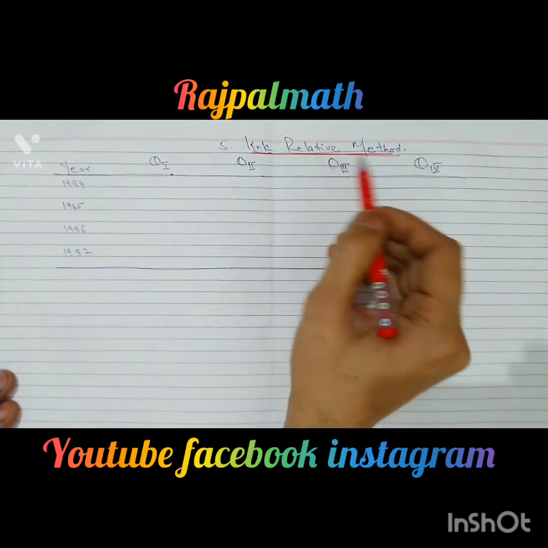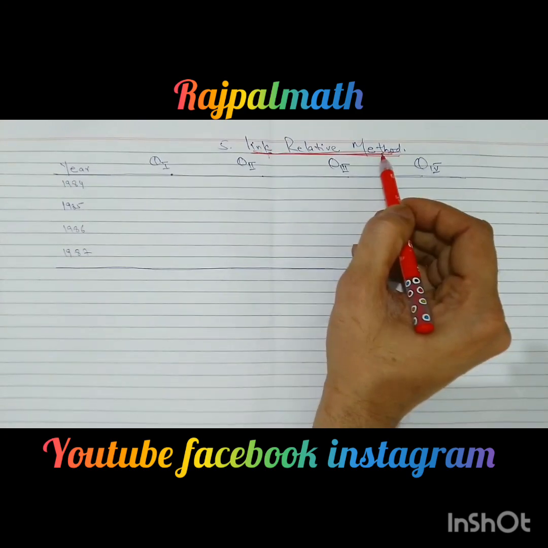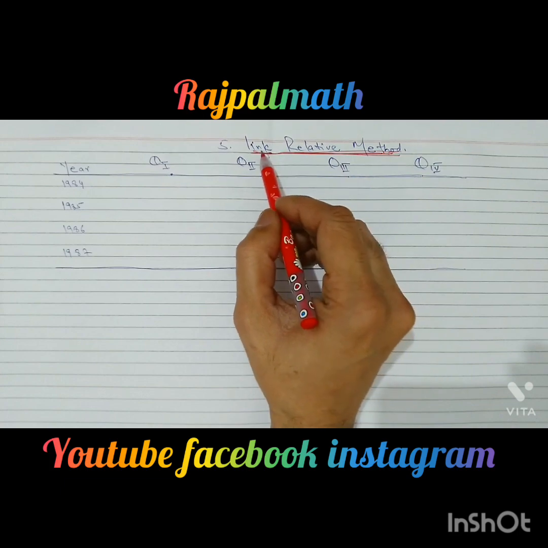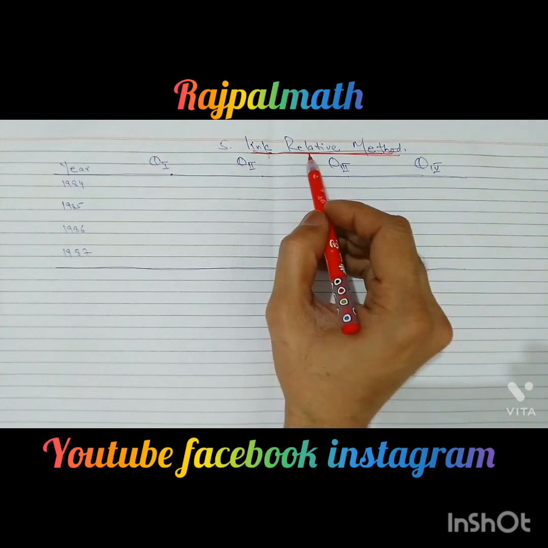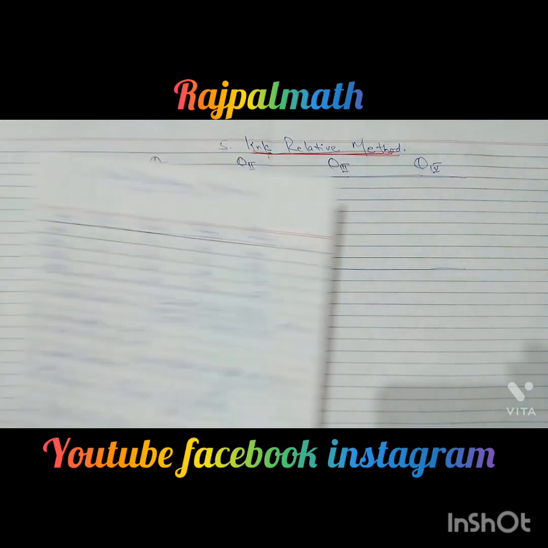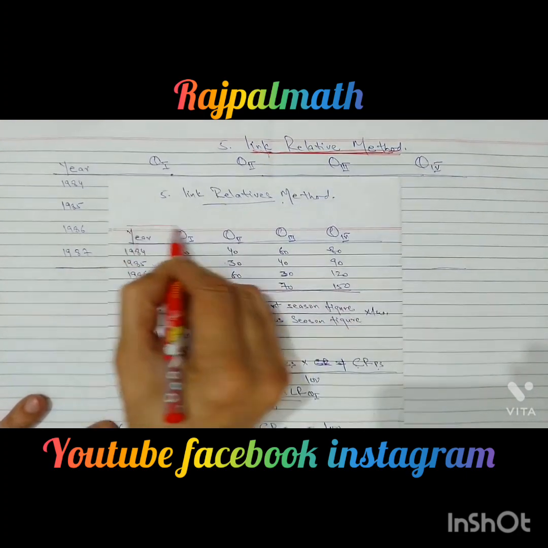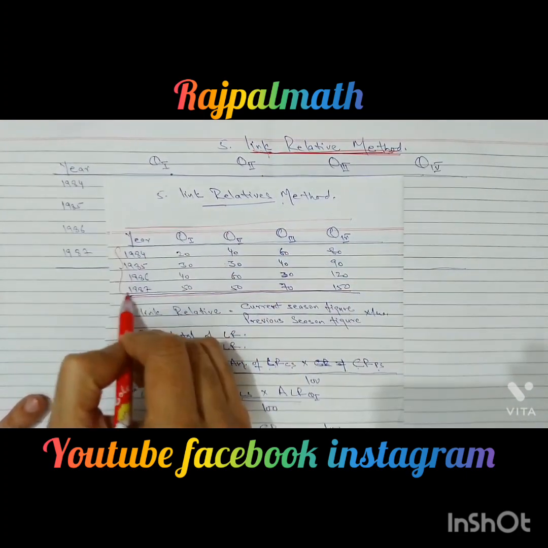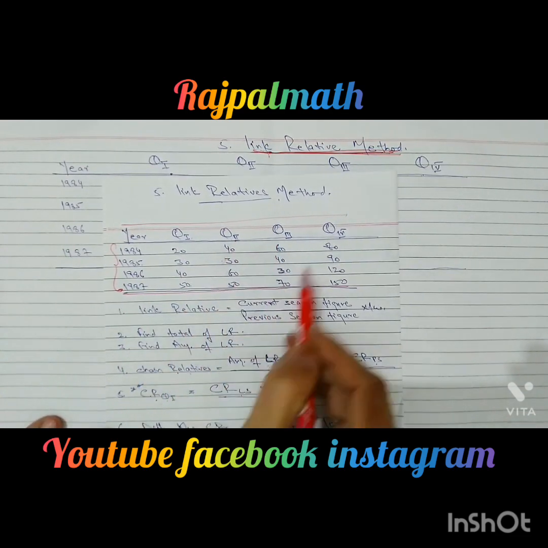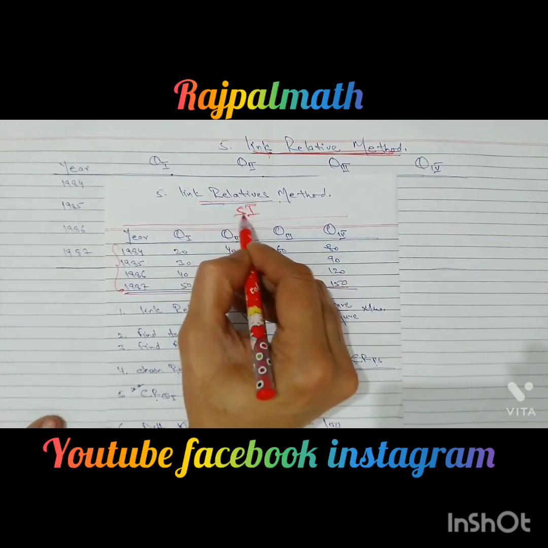Formulation of this method is quite lengthy, easy but quite lengthy. We have to follow 8 to 9 steps to find seasonal indexes by link relative method. Now the question is given: yearly data is given from 1984, 85, 86, 87, quarterly data is given. Find seasonal indexes by link relative method.